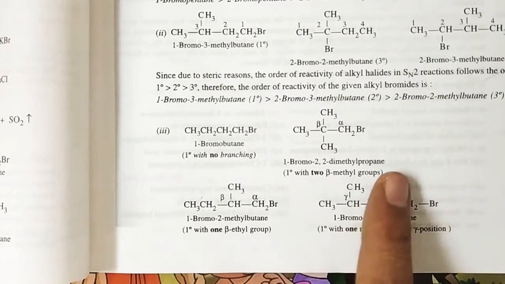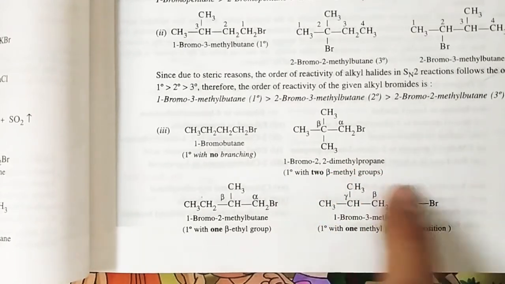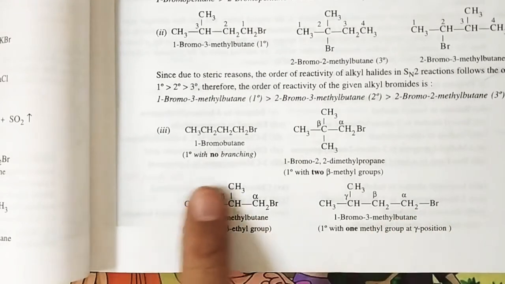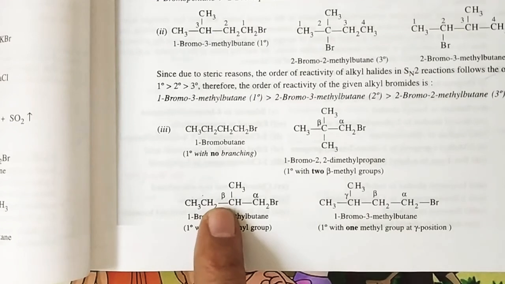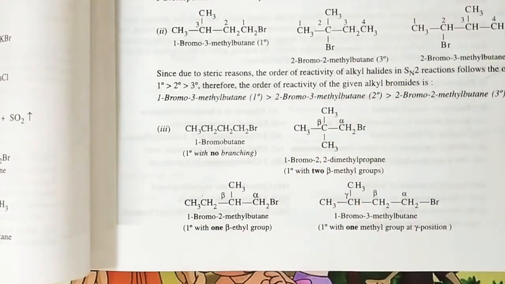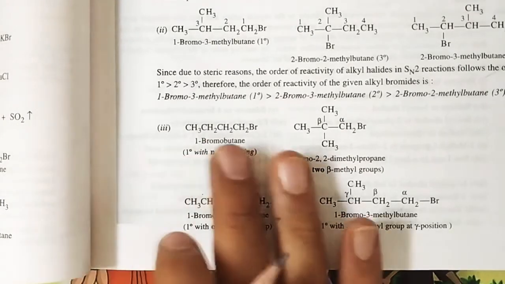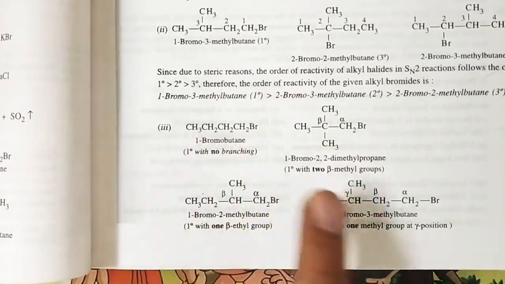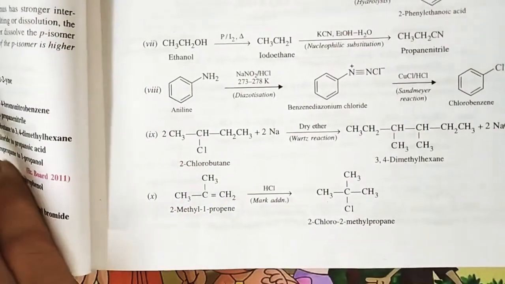Why? Because here the methyl group is far from the bromine, so the effect of steric hindrance is quite low, but here the methyl group is near the bromine, so compared to this compound there is more steric hindrance or crowding effect. In the compound with two methyl groups at the beta position, there is even more crowding, so the SN2 reaction is not that fast. So that is the order of the first, second, third and fourth. Okay, next one.